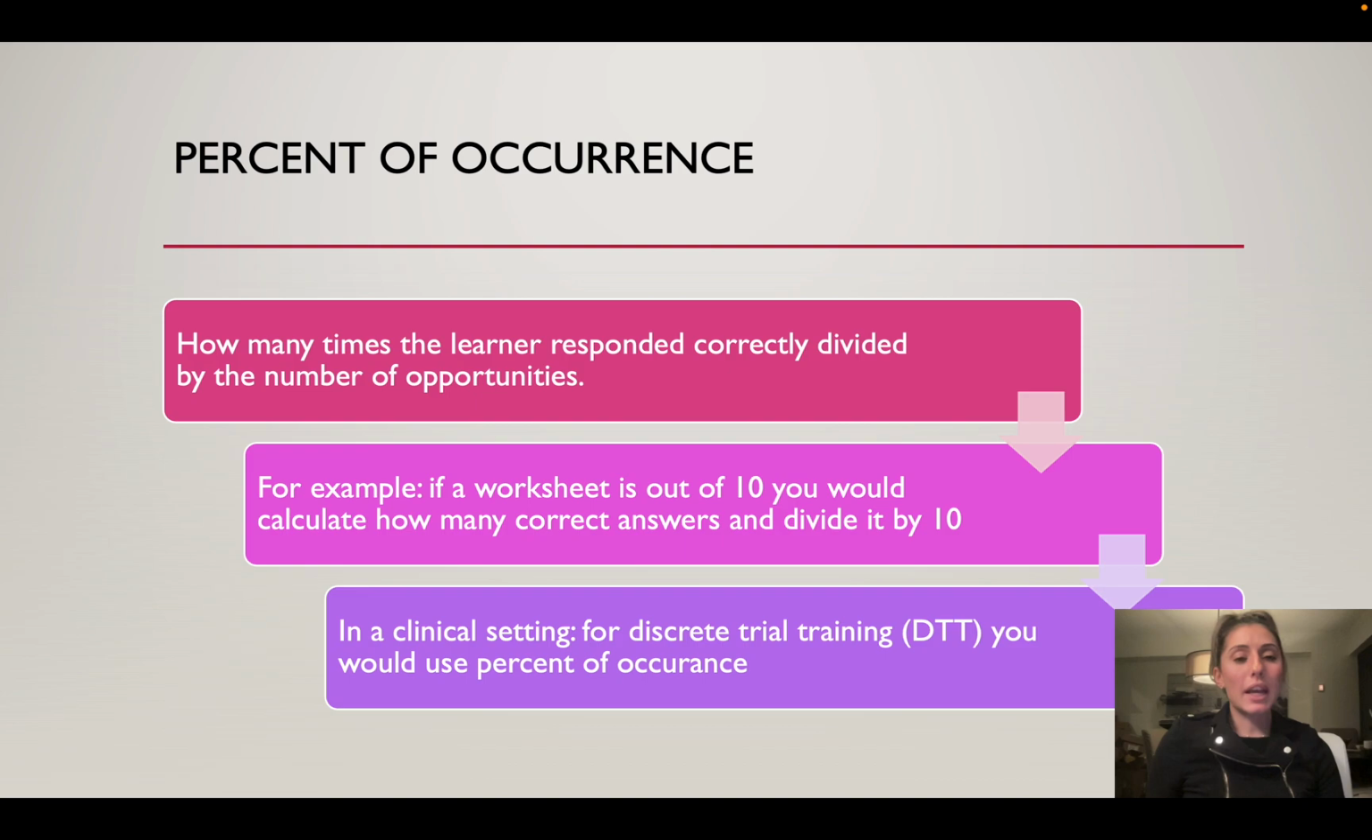In a clinical setting, we would use this for DTT programs where you would ask the learner questions on their target list, and then you would base it off of the amount that they got correct independently divided by the number of opportunities that you had given them to respond. Okay, so I really do hope that that breaks down count, rate, and percent of occurrence.